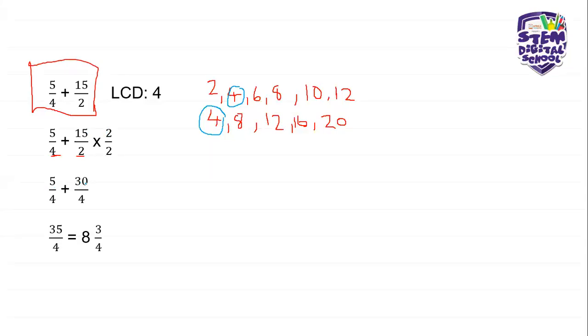Then I have 5 plus 30, right? Because now it's over 4 over 4. Then I can just add. Because now the denominators are the same, I can add the numerators. 5 plus 30 is what? 35 over 4, which is equal to 8 and 3/4.